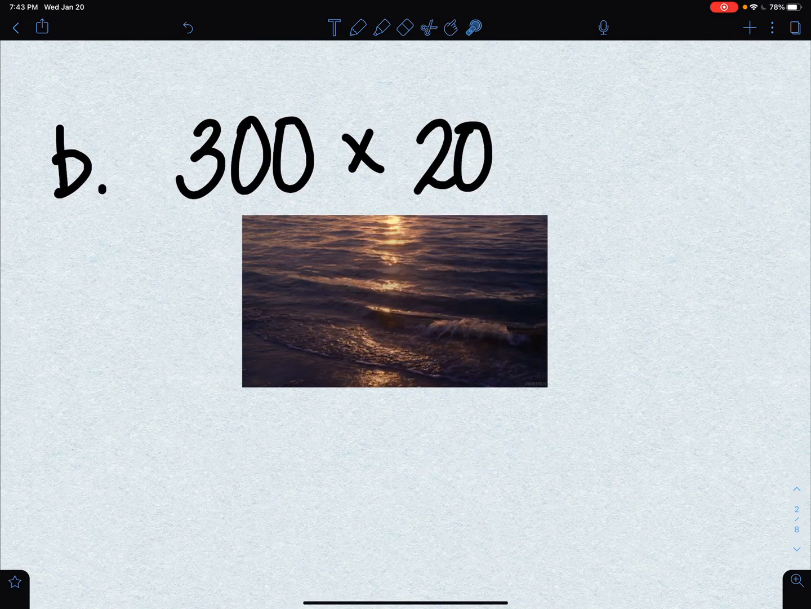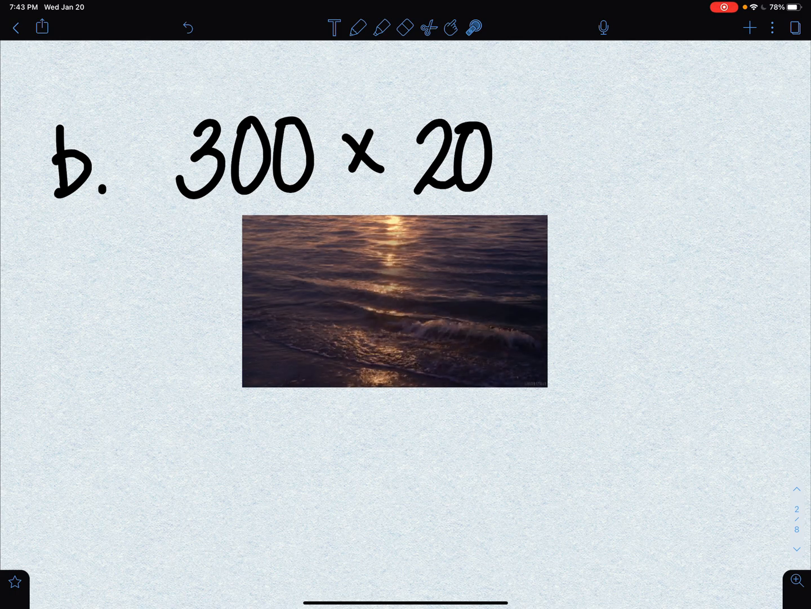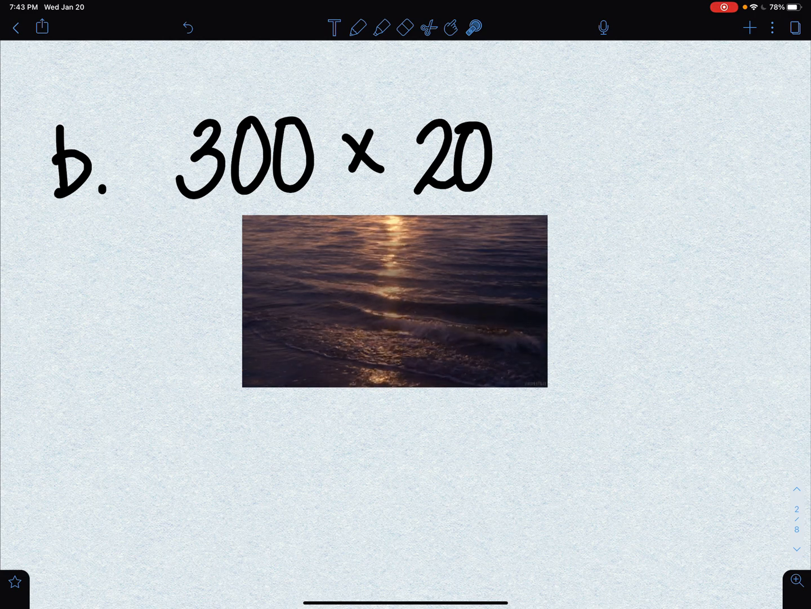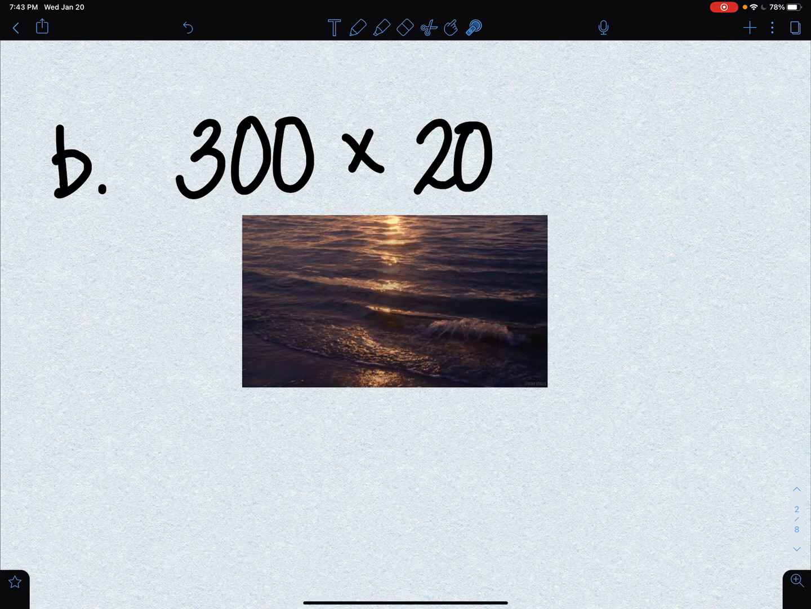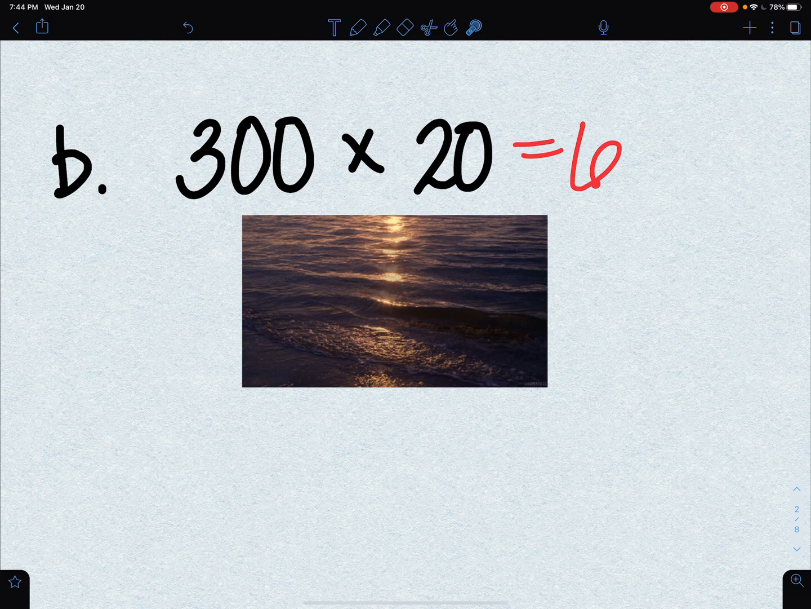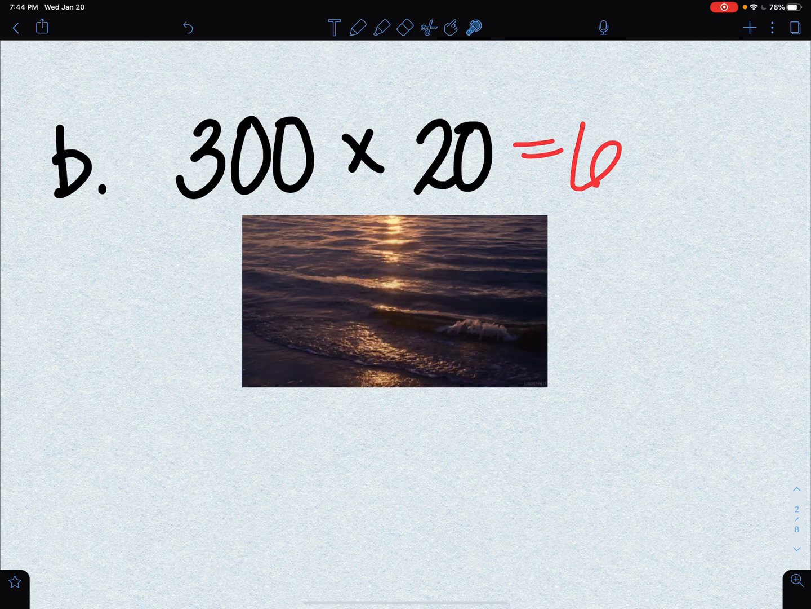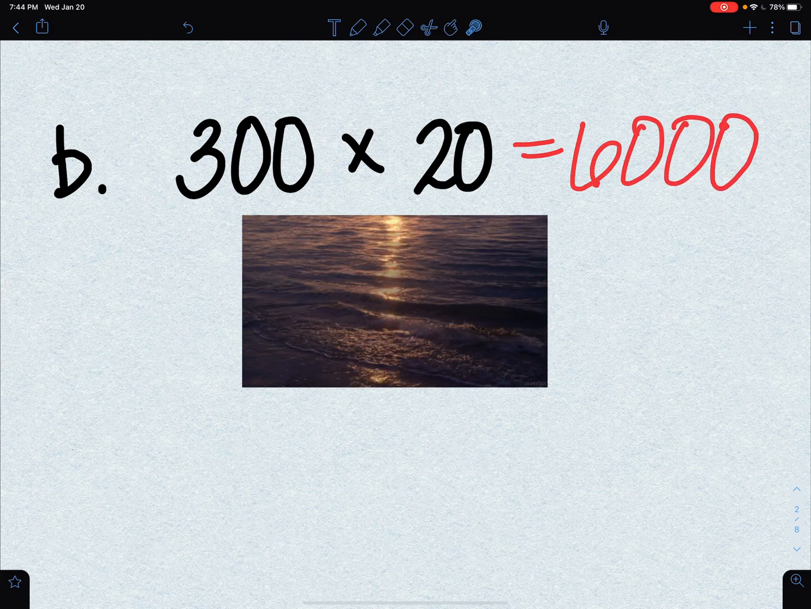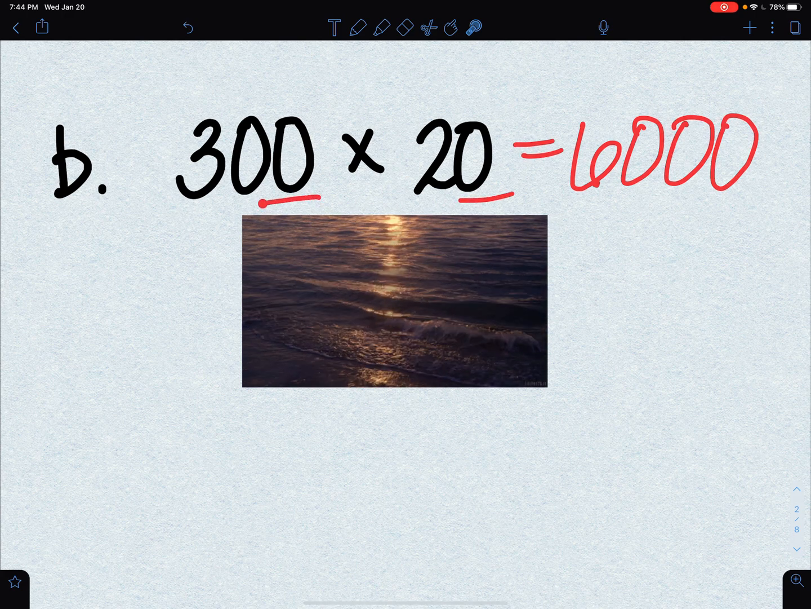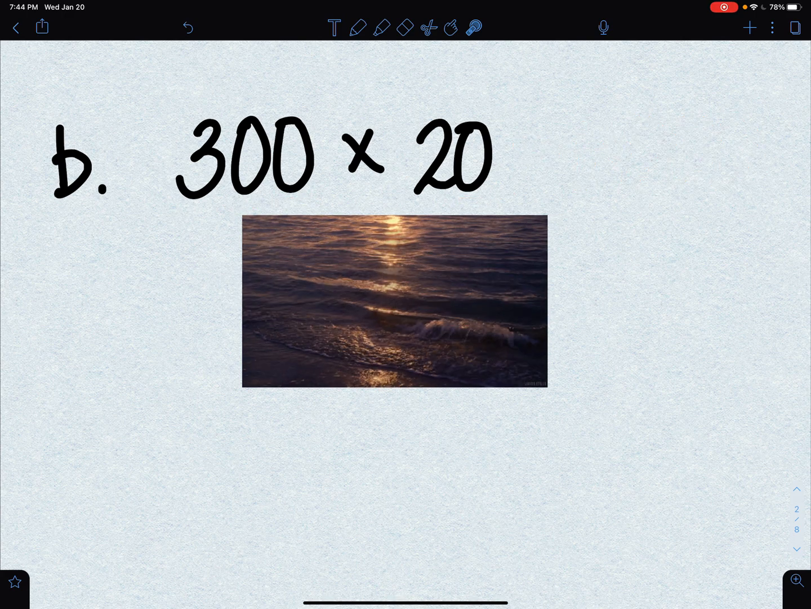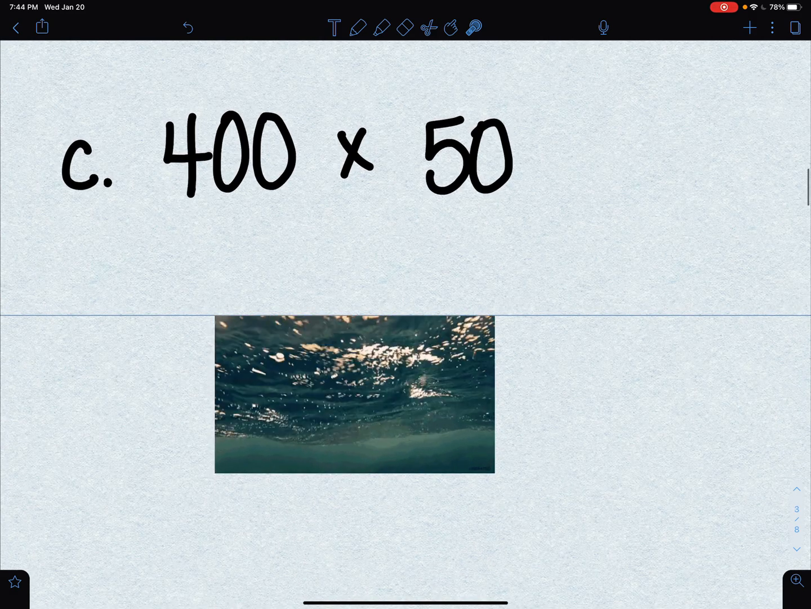Okay, the next question is 300 times 20. What is 300 times 20? Okay, write your answer. Can I tell you on this one too? Because that way you can check it and make sure you're getting these right. The answer for this one is 6,000 because 3 times 2 is 6. And then how many zeros? 3 zeros. And notice that there's 3 zeros altogether. You're doing great.